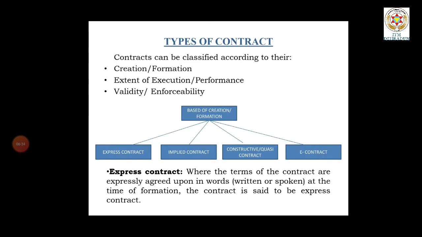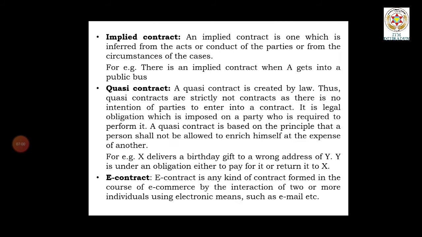Now types of contract. Contracts can be classified according to the creation or formation, extent of execution or performance, validity or enforceability. According to the creation or formation, the contract has been divided into 4 parts: express contract, implied contract, constructive or quasi-contract, and e-contract. Number 1 is express contract, where the terms of the contract have been expressed either verbally or in written form. That is called express contract.